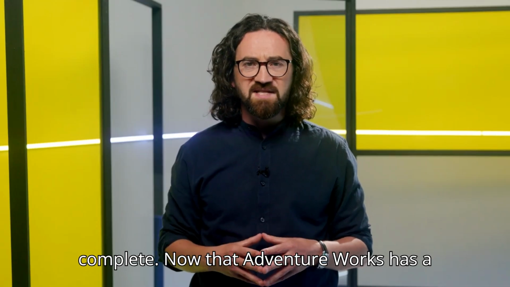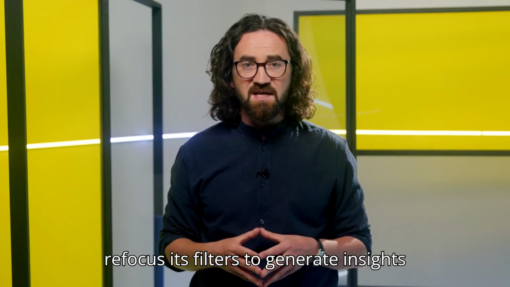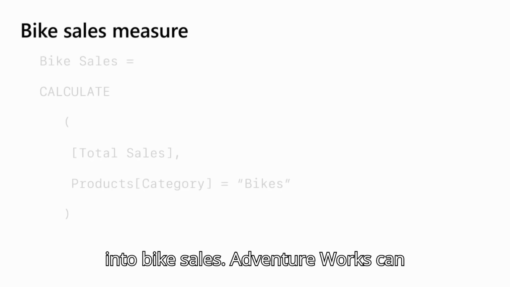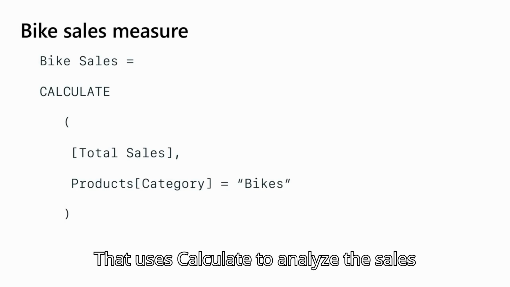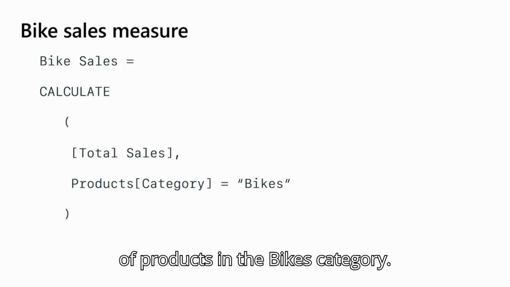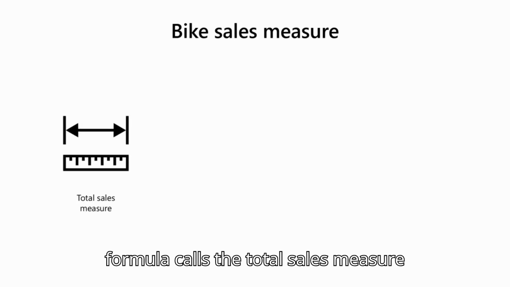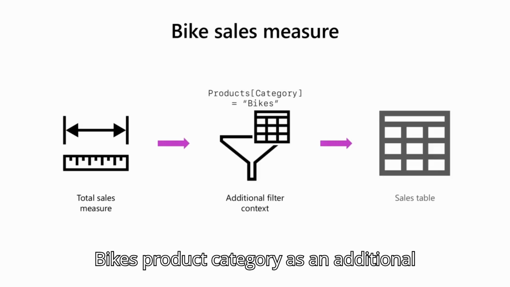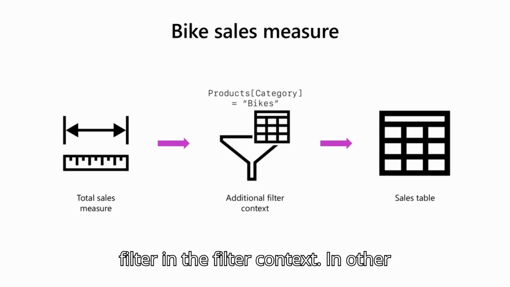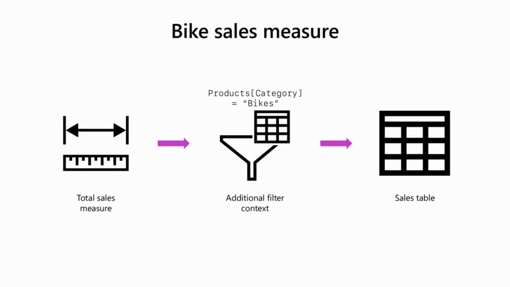Now that AdventureWorks has a generic measure of total sales, it can refocus its filters to generate insights into bike sales. AdventureWorks can create a new measure called bike sales that uses calculate to analyze the sales of products in the bikes category. When the category bikes is executed, the formula calls the total sales measure again. However, this time it adds the bikes product category as an additional filter in the filter context. In other words, the filter context changes from all products to all bikes.